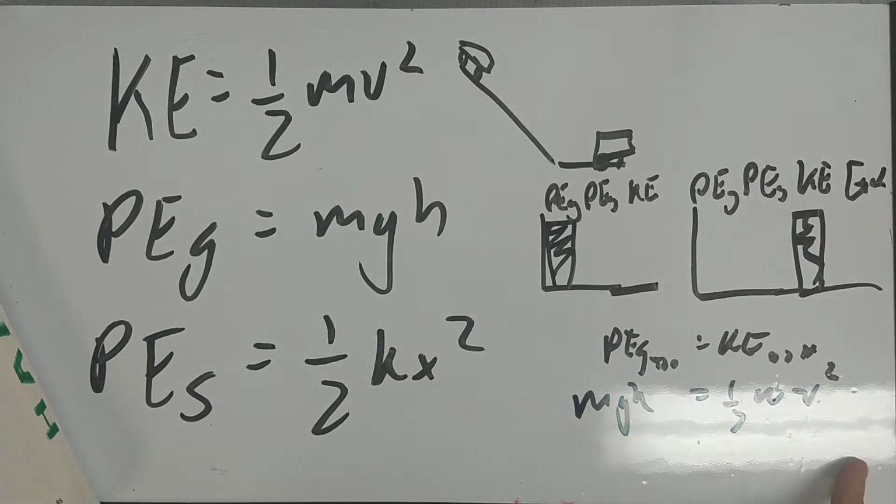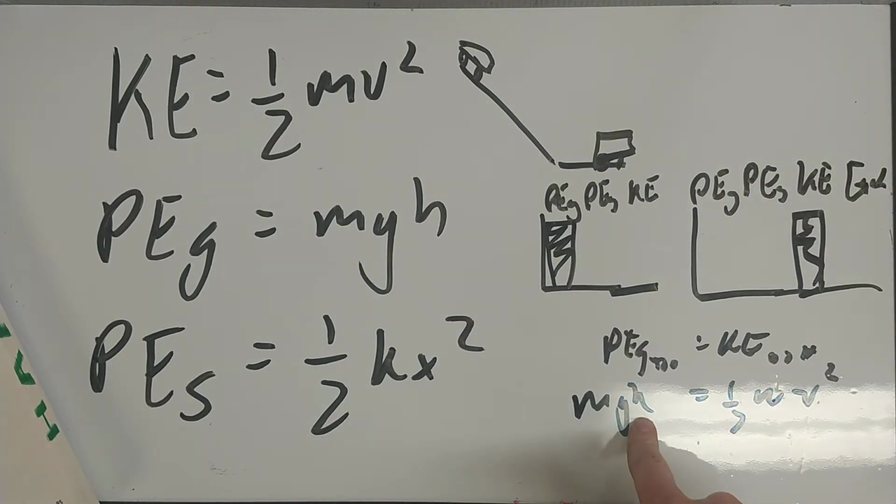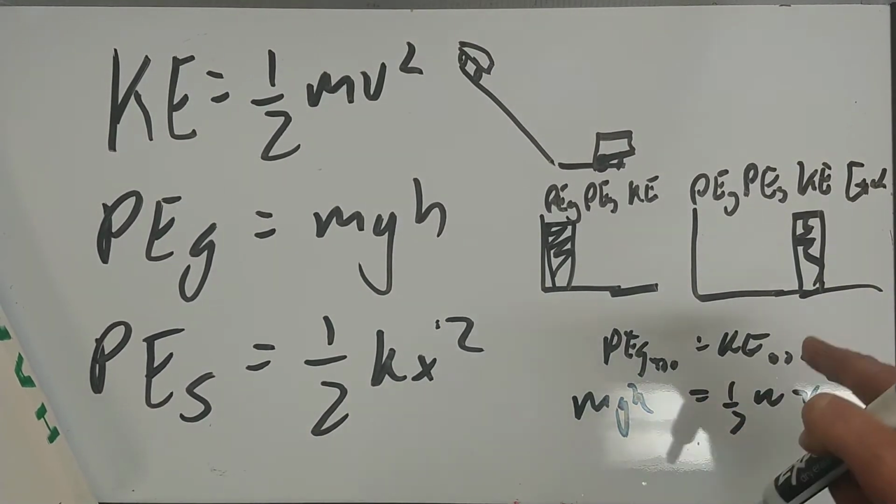Either you know how fast it's moving at the bottom and you want to know how high it started, so you'd solve for h. Or you know the height it was dropped from and you want to know the speed at the bottom, so you solve for v.